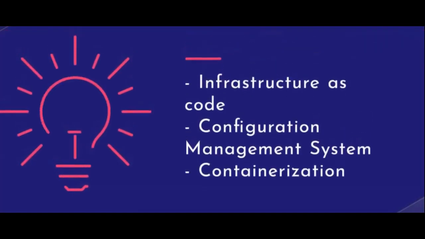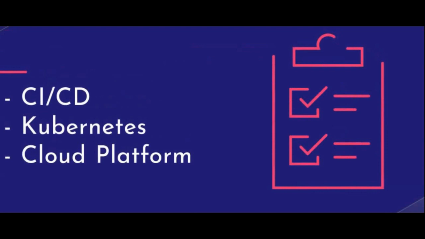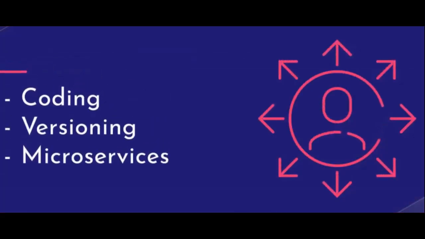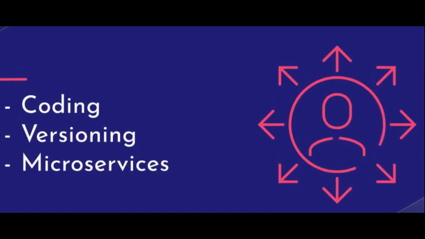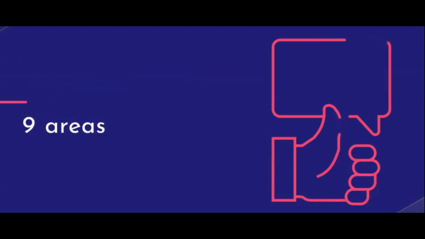following. Infrastructure as code, you can use Terraform, configuration management systems like Chef, Ansible, Puppet, Docker, CI/CD, you can use Jenkins or Docker, Kubernetes, then cloud technologies like Amazon, Oracle Cloud or Google Cloud. You should be familiar with any scripting or programming language, version control system like Git, and concept of microservices. These are the 9 areas you need to focus before attending an interview.